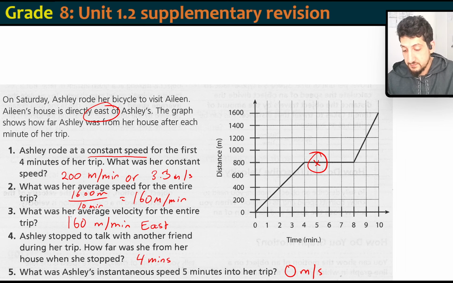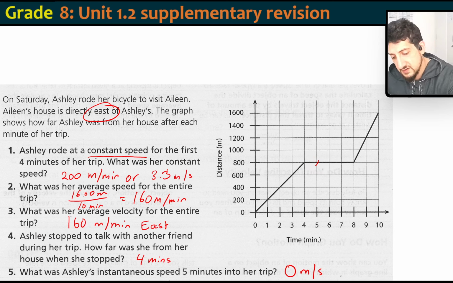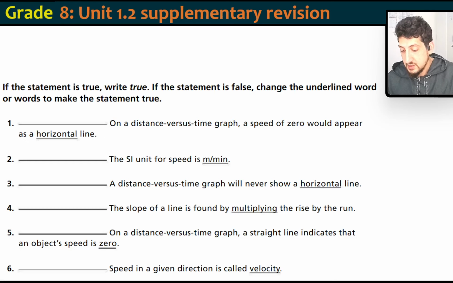Let's have a look. Yes, in fact, that's what we got over here. That is a speed of 0. That means they're not moving. And so does it appear as a horizontal line? Yes. So we're going to write true for that one.